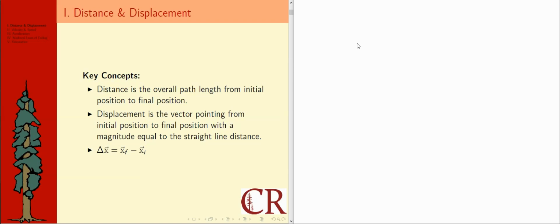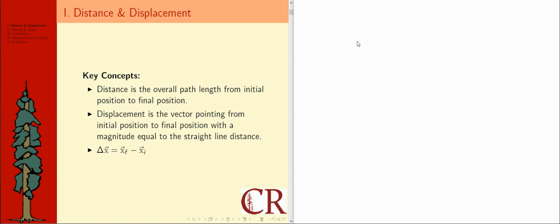So in physics, when describing a motion and how far something went, what its change in position is, there are two quantities that are commonly defined, and it's important for us to understand the difference between those two quantities and what their definitions are, because we're going to be using them.